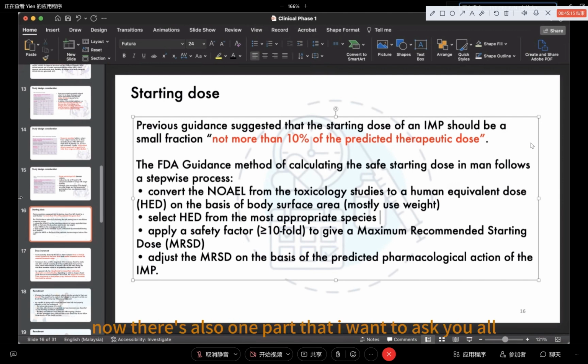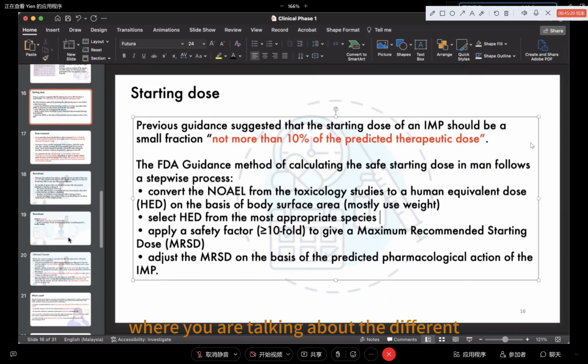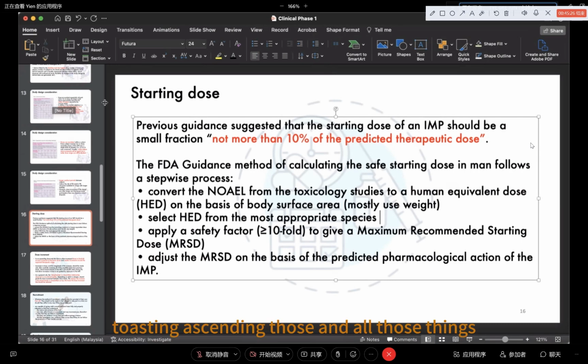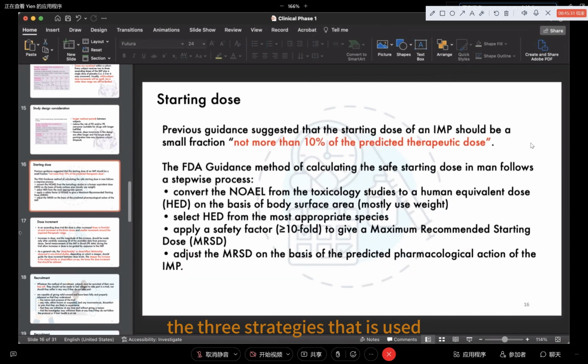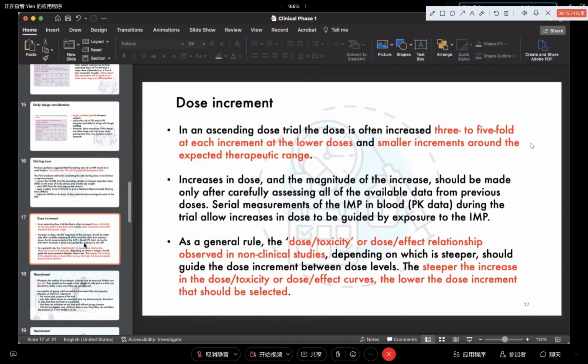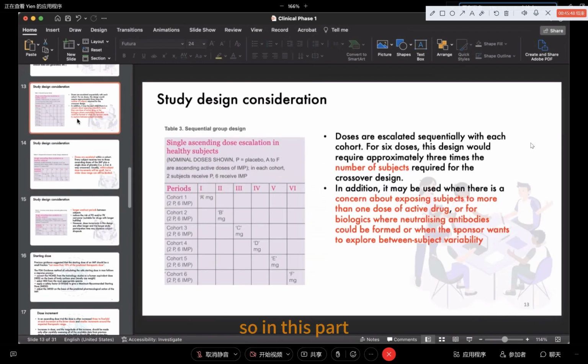Now, there's also one part that I want to ask you all. Can you please go to the part where you're talking about the different dosing, ascending dose, and all those things? The 3 strategies that are used. No, the one on number 15 and 14. This one. Okay. Study design. So, yeah. Okay, so in this part, I don't really have a question, but it's more towards a comment so that your colleagues would understand.